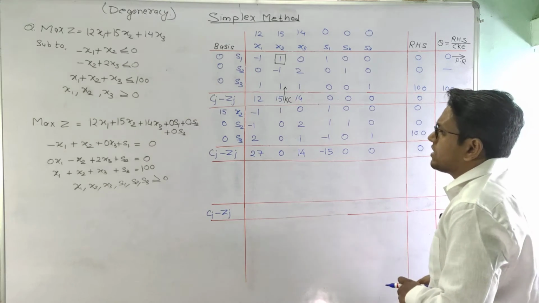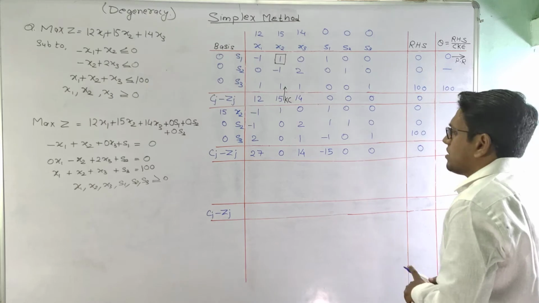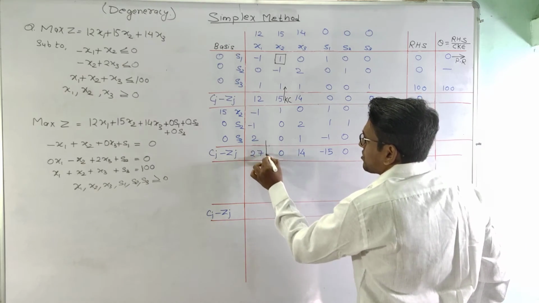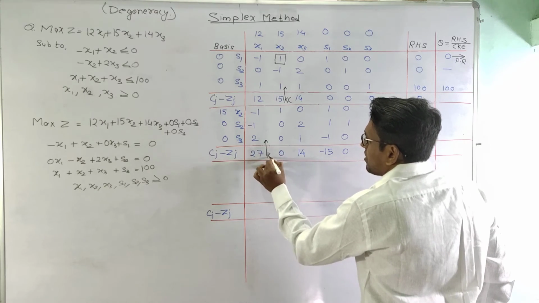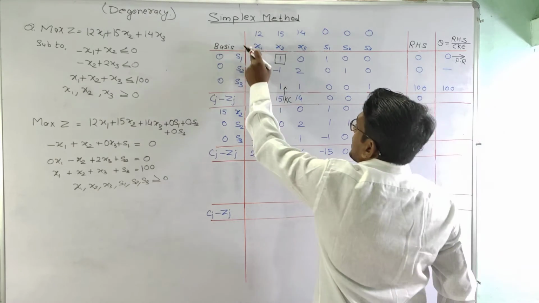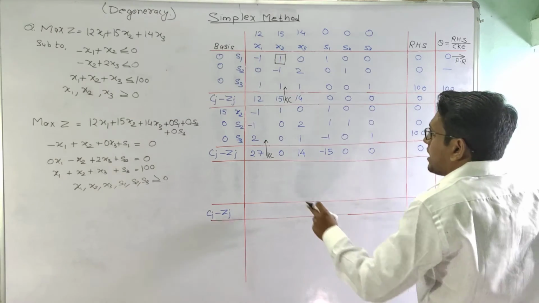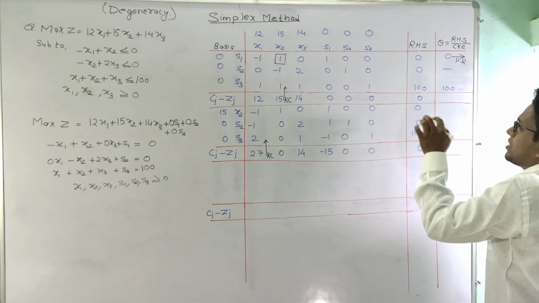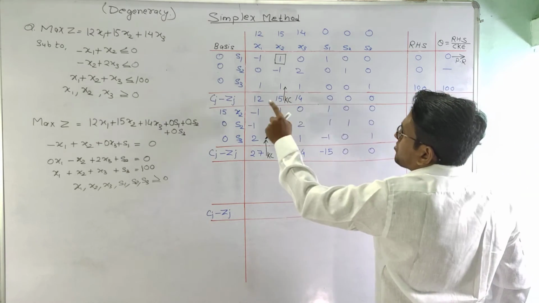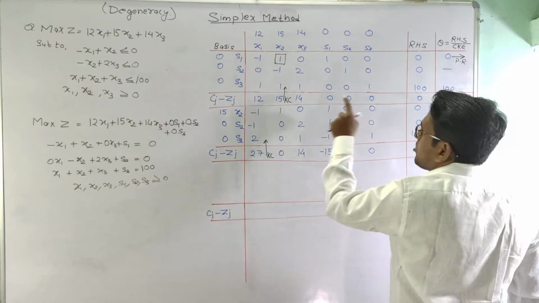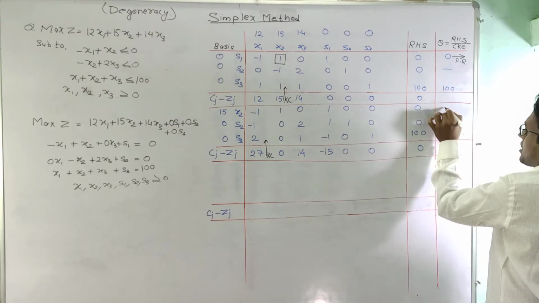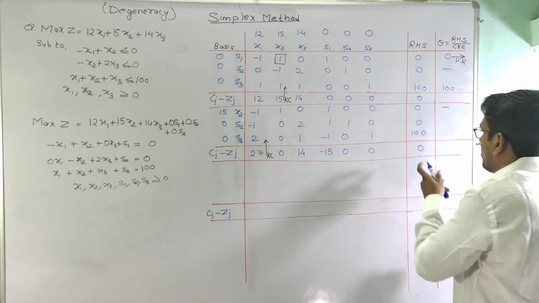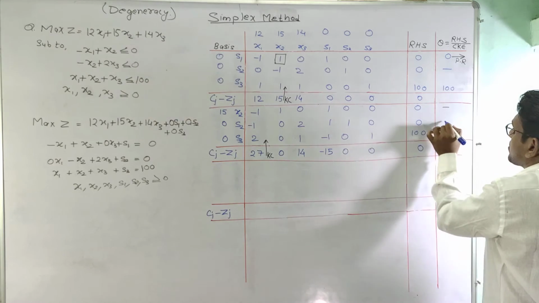Now again in the Cj minus Zj row, we will select the maximum positive value, which is 27, and this is our key column. That means variable x1 will now enter the basis, and to select the leaving variable we need to calculate the value of theta. Theta will be the right hand side value divided by the corresponding key column element. So 0 divided by minus 1 here, that means we will not calculate it. Similarly 0 divided by minus 1 here, we will not calculate it.